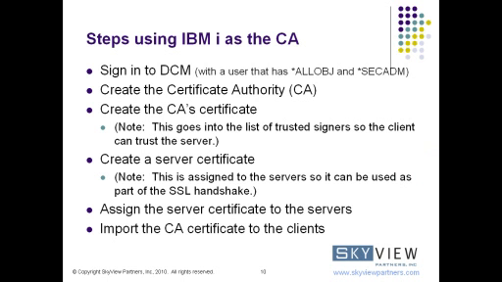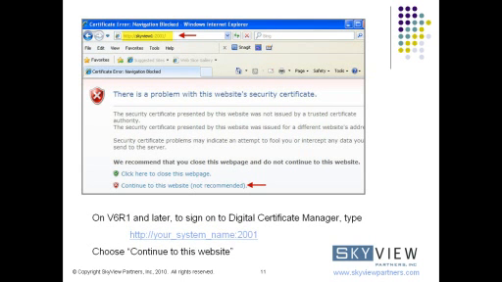So the steps we're going to go through is that we're going to sign into Digital Certificate Manager. We're going to first create the certificate authority. We're going to create that CA certificate because that's, again, what goes into the list of trusted signers. We'll create a server certificate, and that's what actually gets assigned to the actual server itself. And then we'll assign it, and we'll import that CA certificate to the clients. Okay, so here we go.